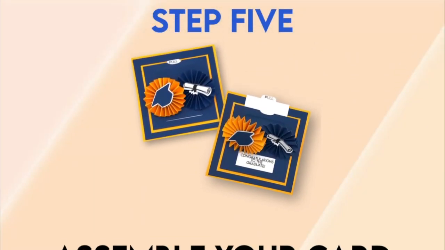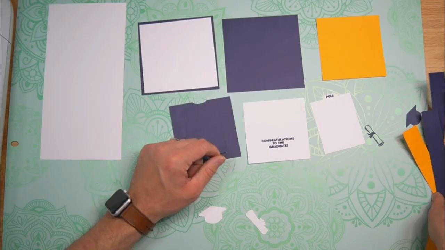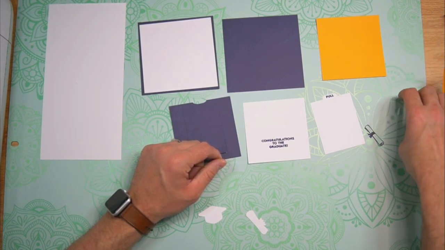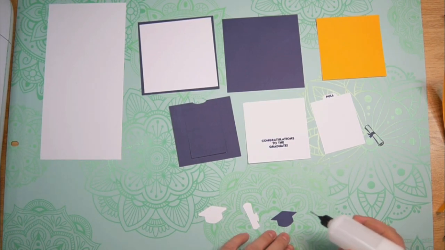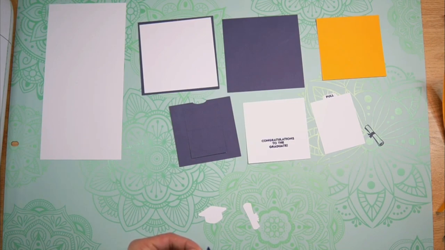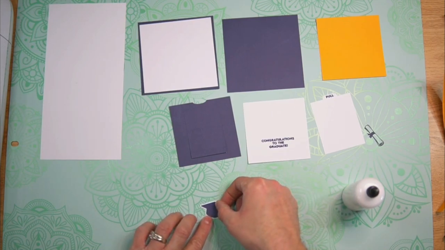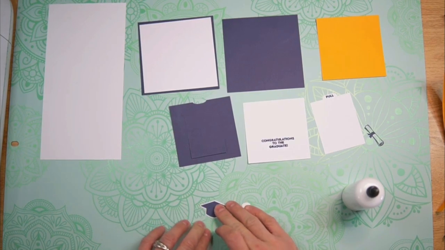Step 5. Assemble your card. Alright, now we can go ahead and start to assemble everything now that everything's been cut out. So the first thing that we need to do is layer our graduation cap and diploma onto the mats or the white pieces behind that. So I'm going to go ahead and do that right now. You're just going to leave a little bit of a border.